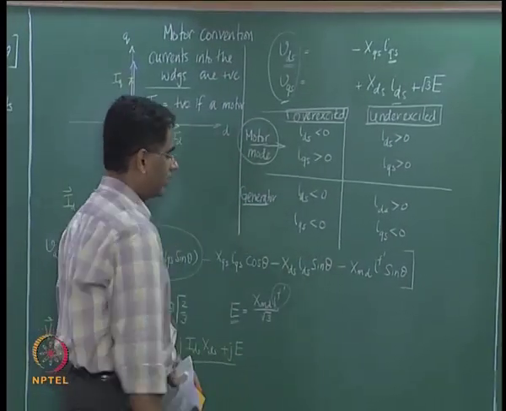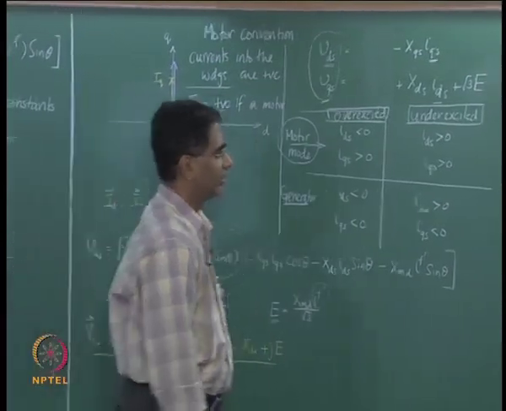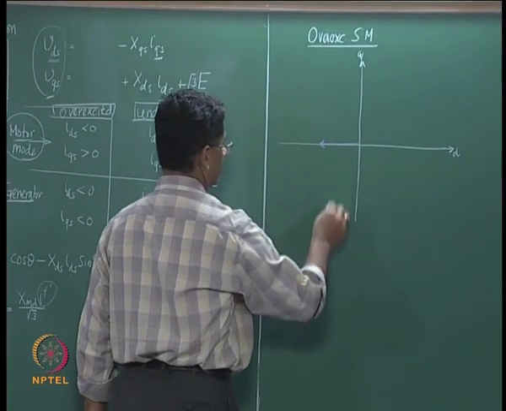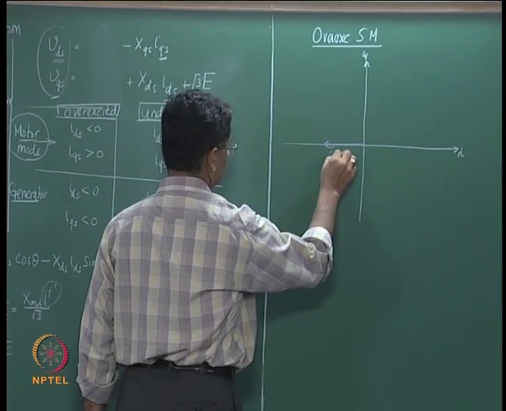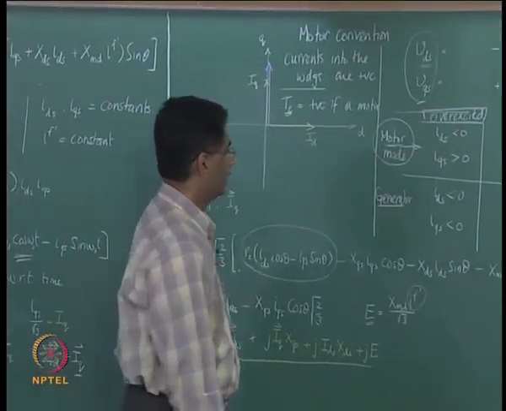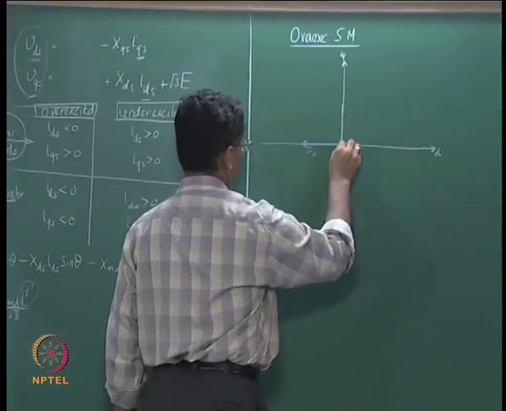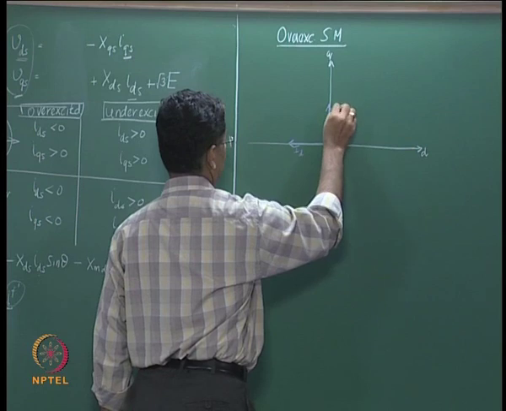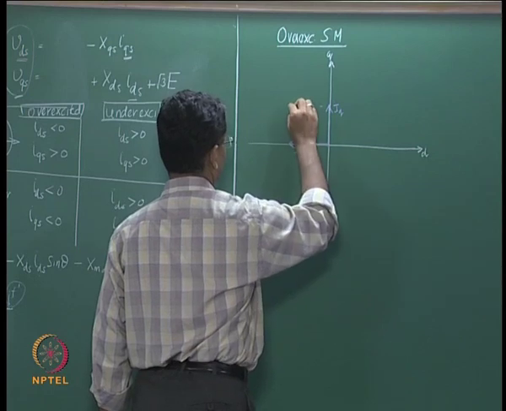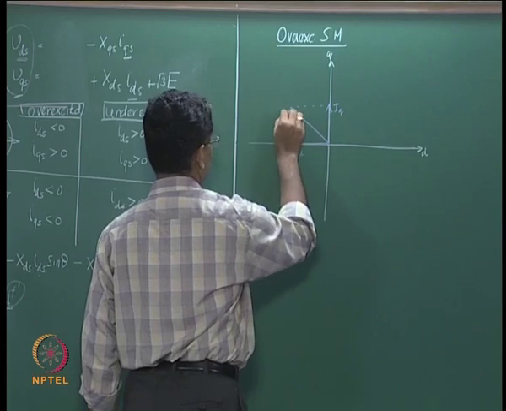So we know that for an over excited synchronous motor IDS is less than 0, therefore the D axis current would be drawn here. This is ID. IDS is less than 0, so it has to be on the negative side, and similarly IQS is greater than 0, so we draw the Q axis current here, IQ, and the sum of this ID plus JIQ is then the armature current phasor, that is IA.